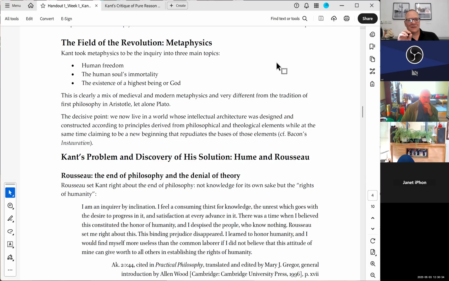So, in the first preface, which we want to get to shortly, Kant refers to metaphysics as a field of battle. And that's the field on which he begins this critique. For him, metaphysics consists of three principal theses. One, there is human freedom, that is, human beings can choose what to do in a way that you can judge morally. Right? Human freedom. Two, the question of whether or not there is a human soul that's immortal. Three, whether or not there is a God.